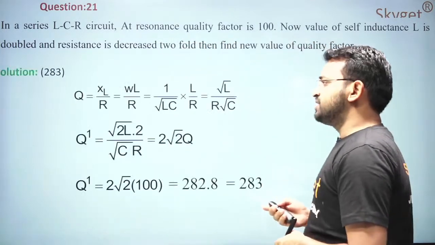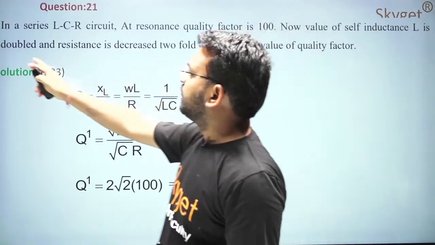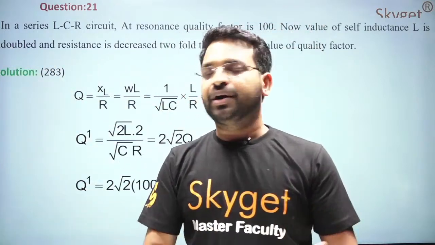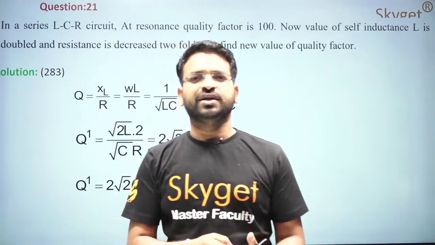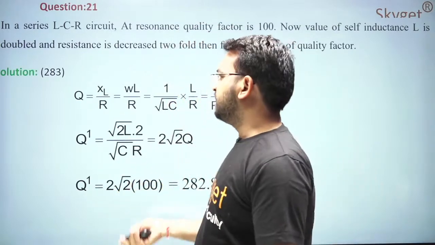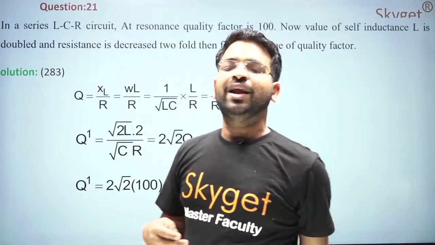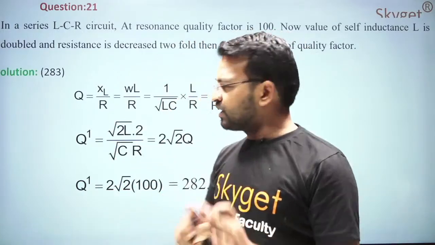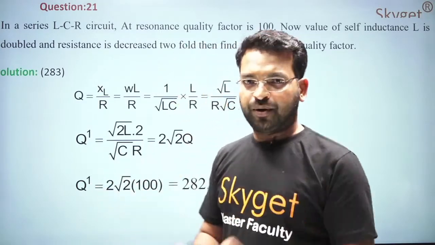Okay, so now let's see the solution. They have already given all these values. So self inductance is L. Now they're saying that L is doubled and your resistance is decreased twofold. So the resistance decreases. Simple formula, quality factor I told you, XL over R. XL is omega into L. Simple problem. I don't consider this problem to be very difficult. Simple substitution, move on.